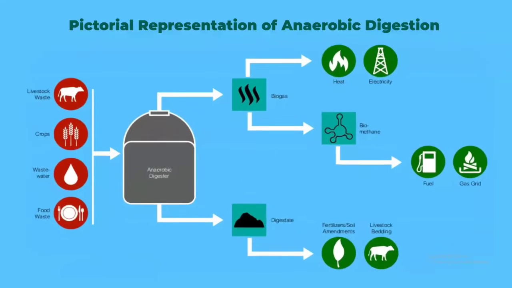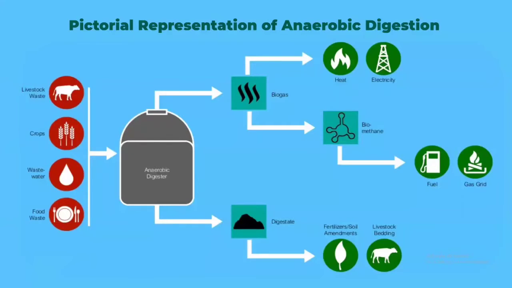Here is a pictorial representation of anaerobic digestion. Firstly, different kinds of waste are collected from livestock, crops, and water and food wastes. Then these wastes are processed in digesters to form biogas and digestate. And further, biogas is upgraded to obtain biomethane, which is a very clean fuel mainly used in the power grid.